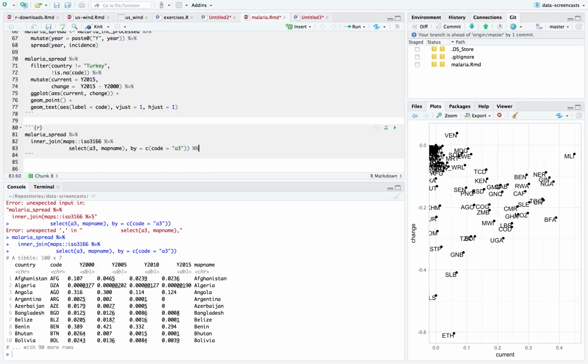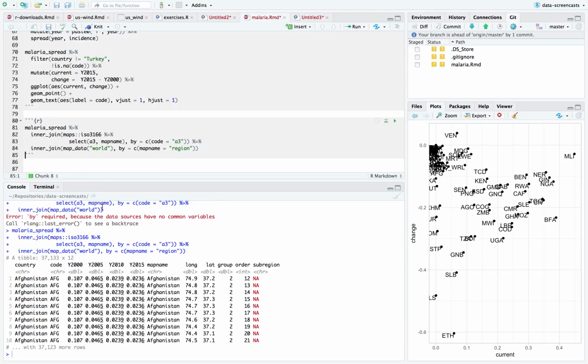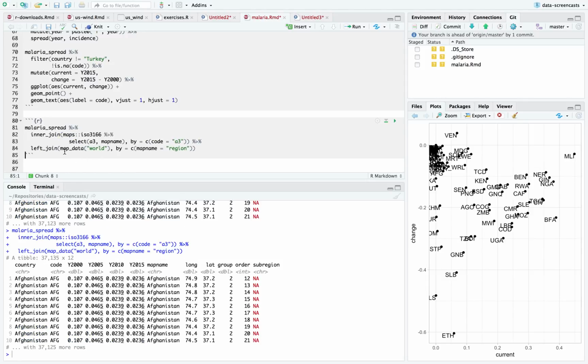That means I can inner join this data set, yet another join, with the borders of the countries. Map data world. Yes, by map name equals region. I did an inner join there. That was a mistake. I really want a left join because I want to keep all of the borders in the world. All right, so this is now, notice what I've got here.